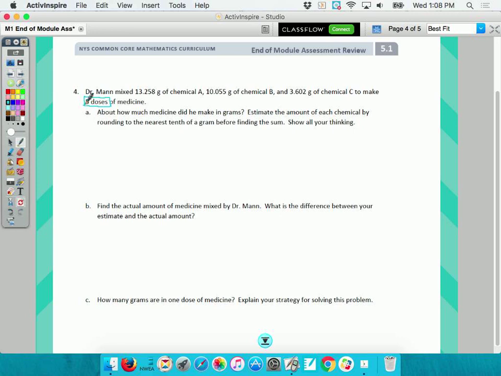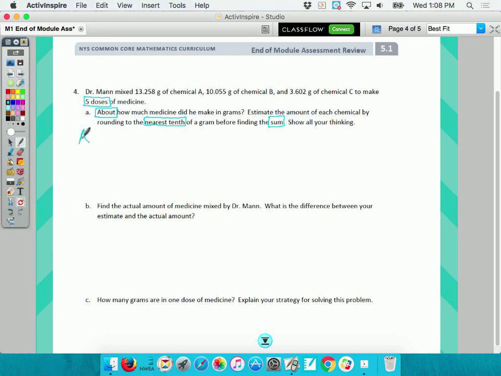Okay? So this first question tells you exactly what to do: about how much medicine did he make in grams? Well, first of all, about, what am I going to do? Round. I'm so glad you didn't say estimate. We are estimating, but in 5th grade you have to round first. So it says, estimate the amount of each chemical by rounding to the nearest tenth, 1/10 of a gram, before finding the sum. What does that tell me I'm going to do? To add. So I'm going to round first and then add, okay?